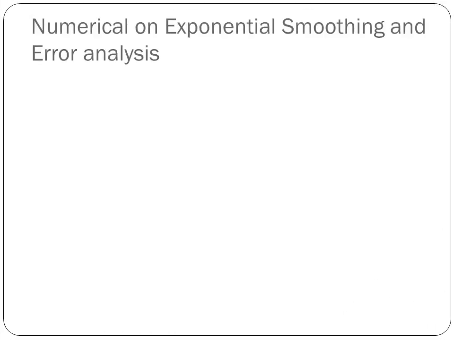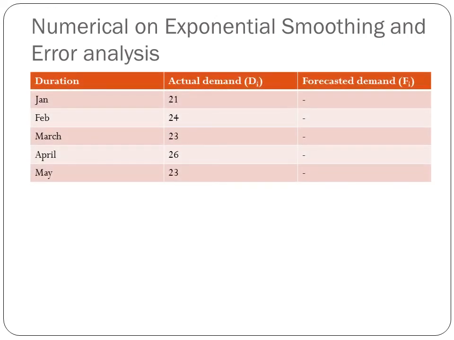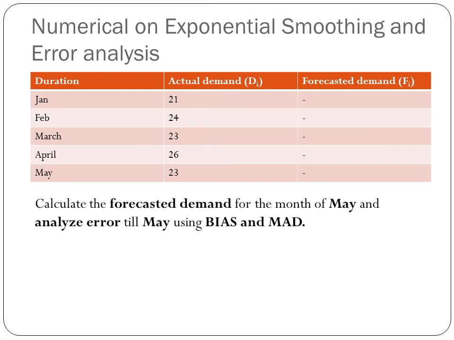Numerical on exponential smoothing and error analysis. Draw the table, write down the values. Here we know the actual demand for each and every month, January, February, March, April, May, and we have to calculate the forecasted demand for May. Calculate the forecasted demand for the month of May and analyze error till May using bias and MAD. I have given you the actual demand for May just to make the calculation of error easy.